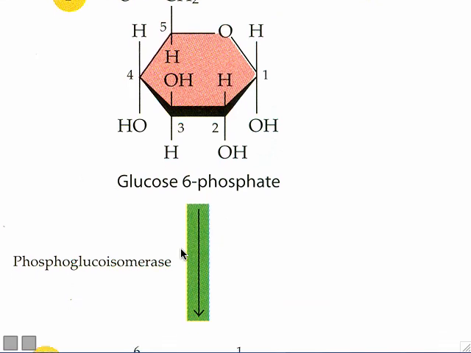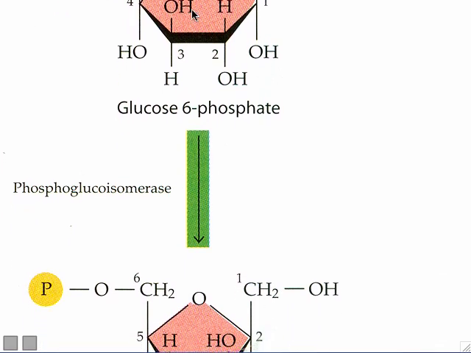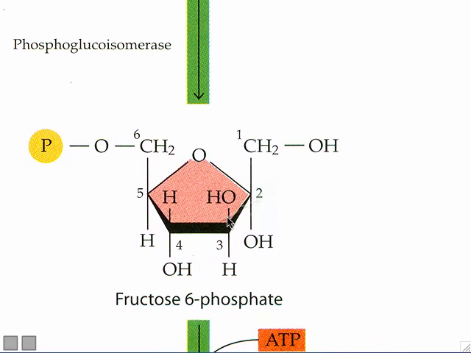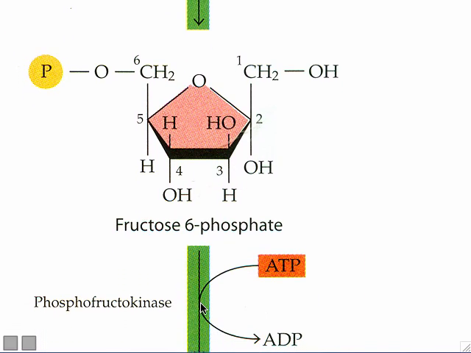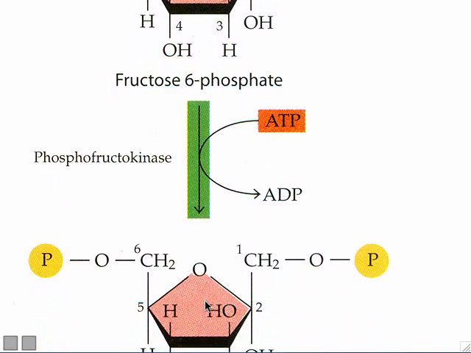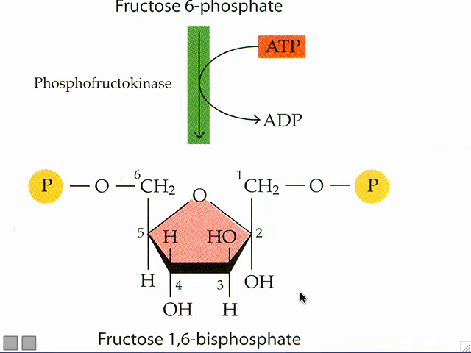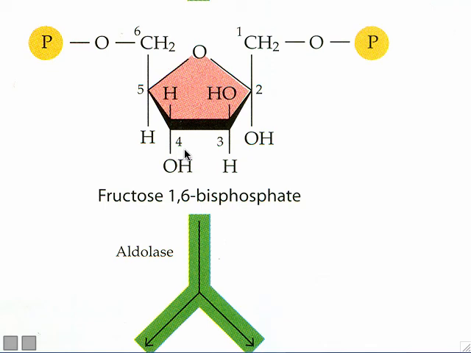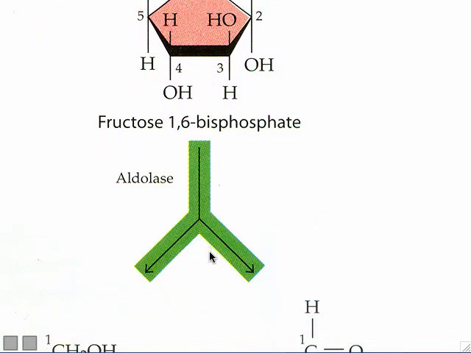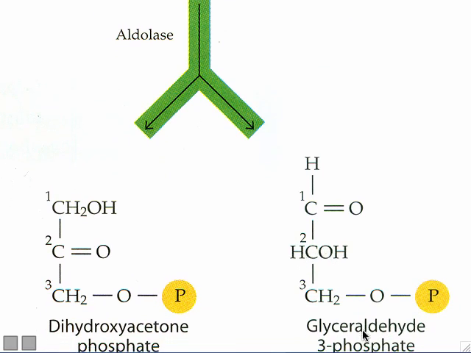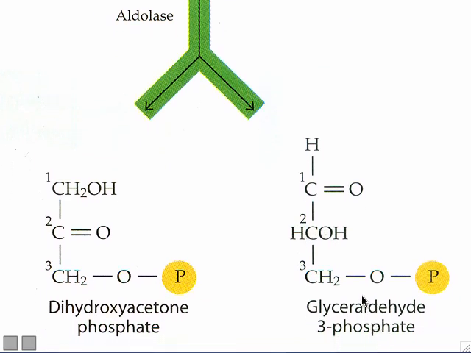Then the next enzyme is called phosphoglucoisomerase, and it changes the glucose 6-phosphate into the next intermediate, which is called fructose 6-phosphate. And then the next enzyme, this next green arrow, is called phosphofructokinase. It changes fructose 6-phosphate into fructose 1,6-diphosphate, the next intermediate of the pathway. Then the next enzyme is called aldolase, and it splits the fructose 1,6-diphosphate into two smaller molecules. This one over here is called glyceraldehyde 3-phosphate, and this one is called dihydroxyacetone phosphate.